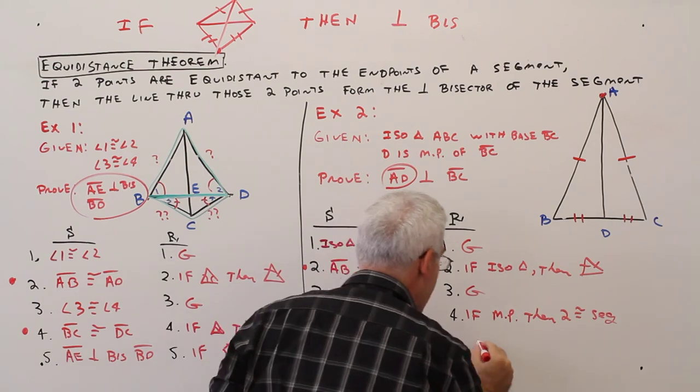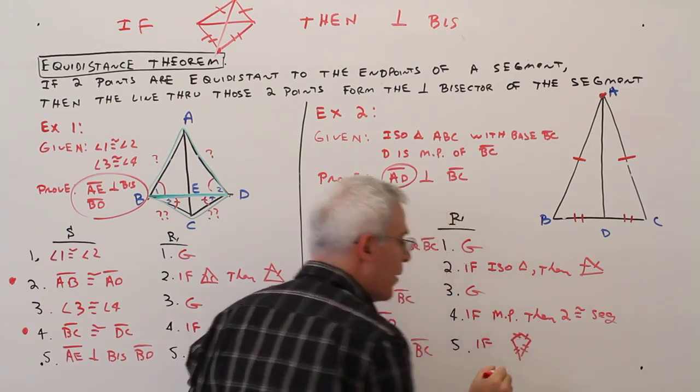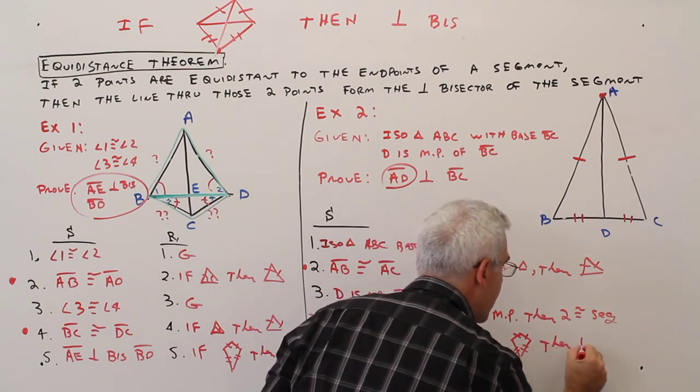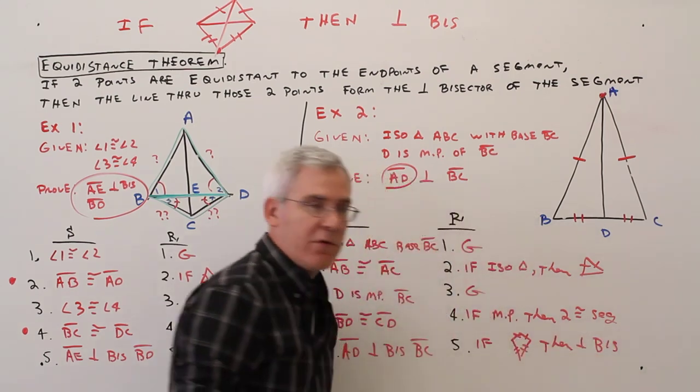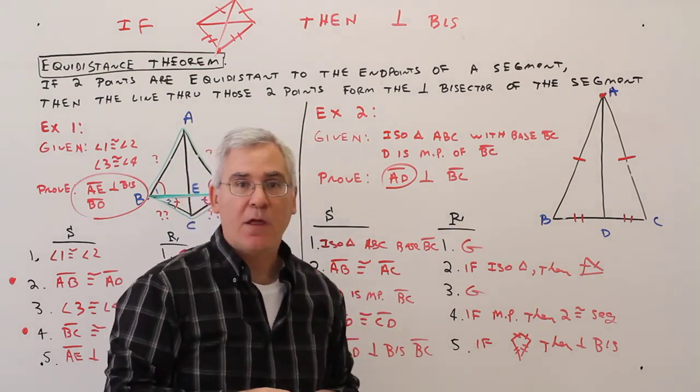And once again, if kite thing, then perpendicular bisector thing. And we'll do a couple more examples, and hopefully this will be a clear lesson for you.